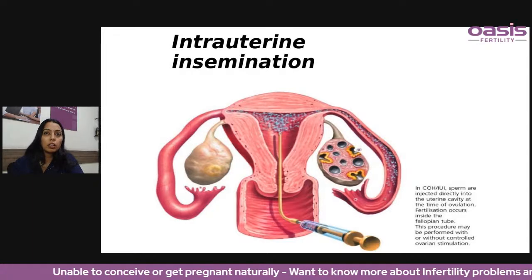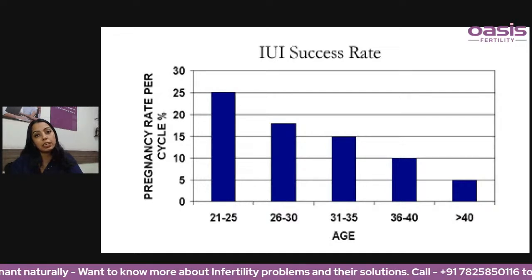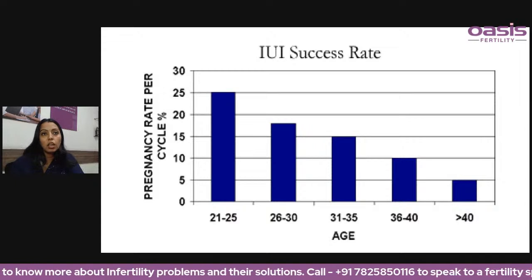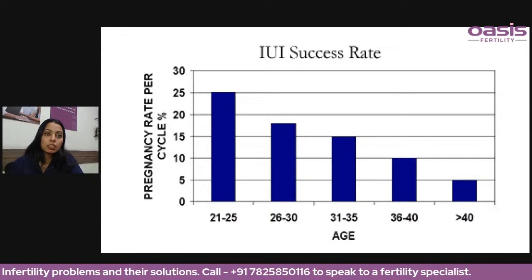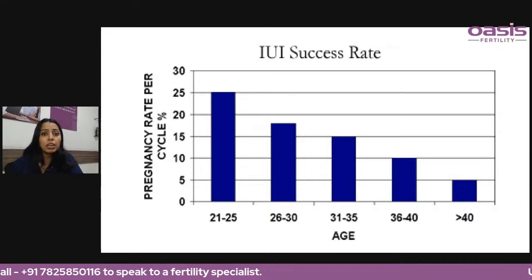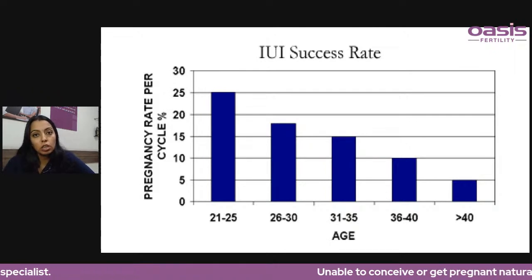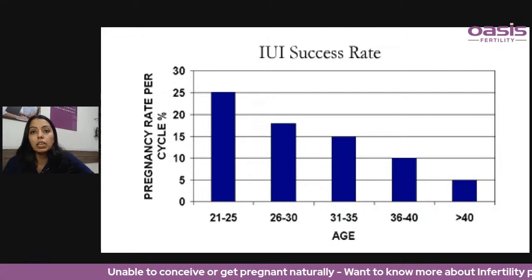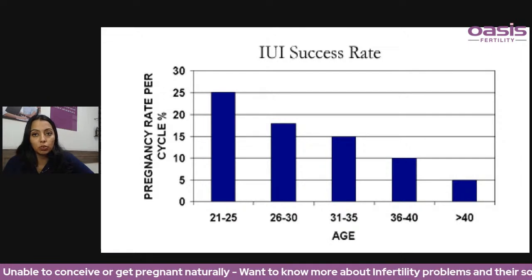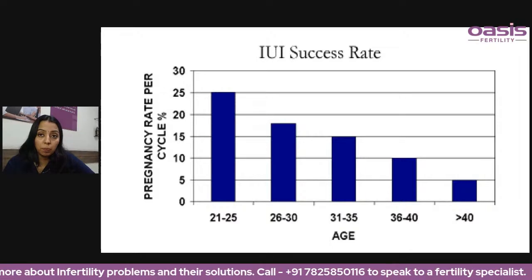Now, like all other treatment options available, the IUI success rate also sharply declines post age 35 years. Normally, for a young patient, the success rate of an IUI would be somewhere between about 15 to 25%. On an average, for someone who's less than 35 years, we usually tend to quote a figure of about 15 to 20% for the success rate of an IUI. But as you can see, as the female partner's age increases, the success rate of IUI sharply declines to about 5 to 10% and not more.